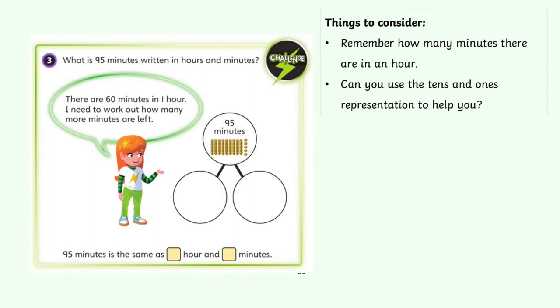Let's have a look at this one then. We're trying to describe 95 minutes in hours and minutes. So one of our parts in our part whole needs to be 60 minutes or 1 hour, and we're trying to find out what the other part is as well, so that we can work out that it's 1 hour and how many minutes. And this part here is 35 minutes because 60 add 35 makes 95. So 95 minutes is the same as 1 hour and 35 minutes.